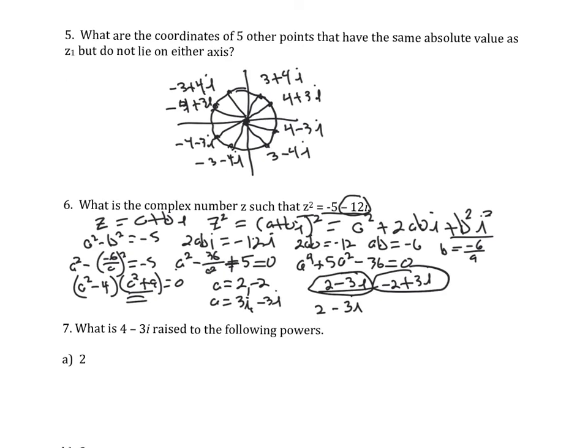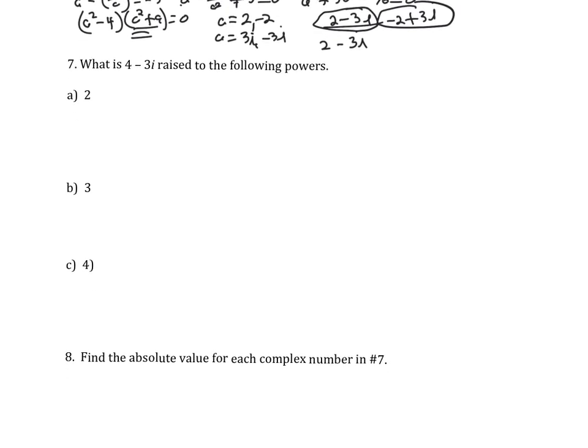All right. What is 4 minus 3I raised to the following powers? All right, let's do out the multiplication. All right, 4 minus 3I squared is going to give us 16 minus, so we have 3I times 4 and another 3I times 4, so it's going to give us minus 24I, and then it's going to be plus 9I squared, which is going to give us -9, so we're going to end up with 7 minus 24I.